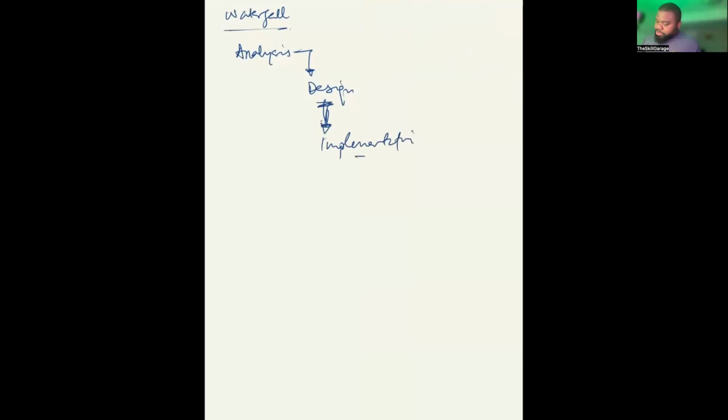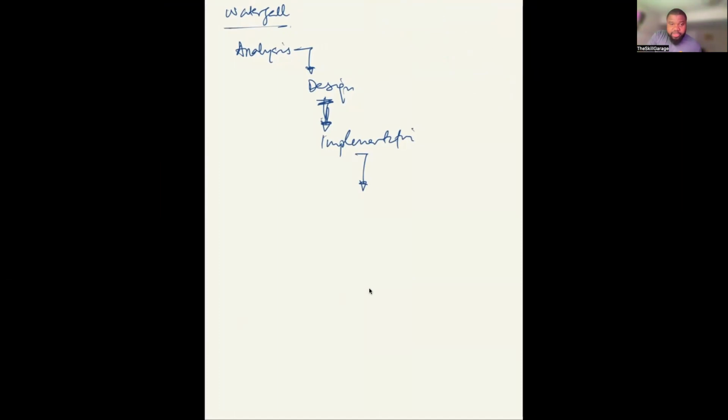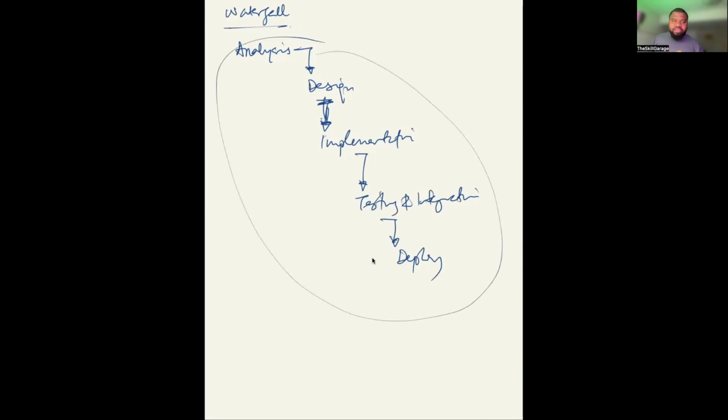And from implementation, you go into what? Guys, help me. I'm looking at the chat. Let me be sure that you're here. From implementation, you go to what? Hello. All right, you're there. From implementation, you go to testing and integration. And then you then go to deploy. Okay, and then maintenance. So this is how you run a waterfall.